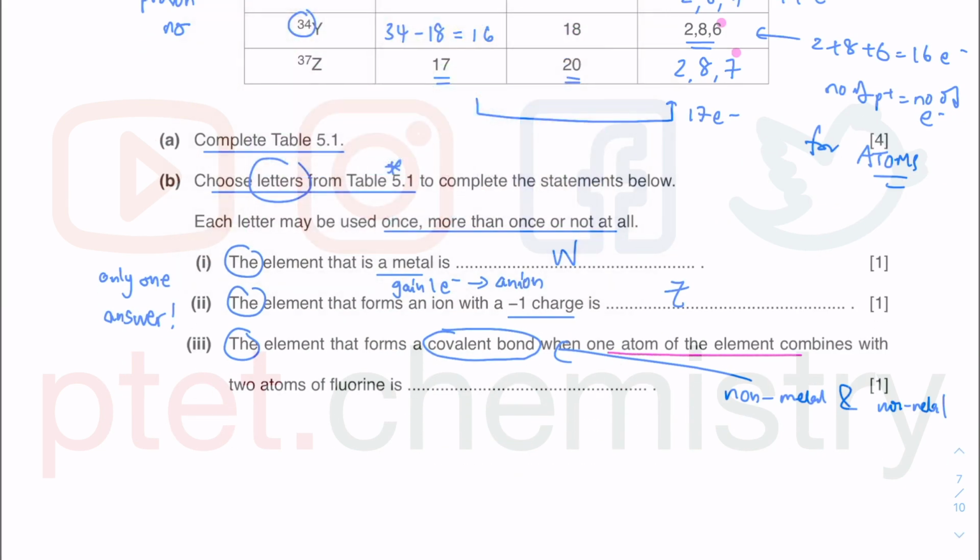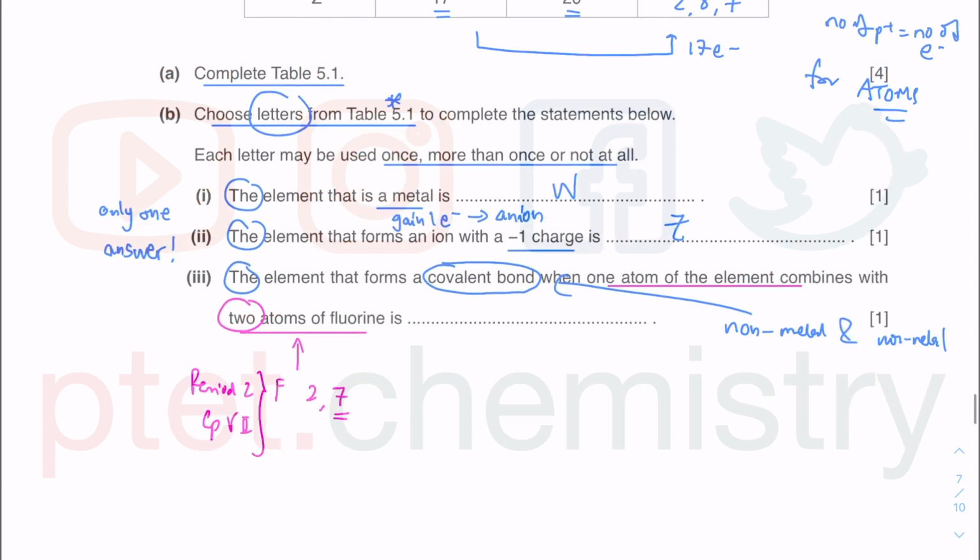One atom of the element combines with 2 atoms of fluorine. So you have to have 2 atoms of fluorine. Fluorine is 2,7 because it's period 2 and group 7, so it has 7 outer shell electrons. And we're going to have 2 of them. So this one will share 1 electron, another fluorine atom will share 1 electron.